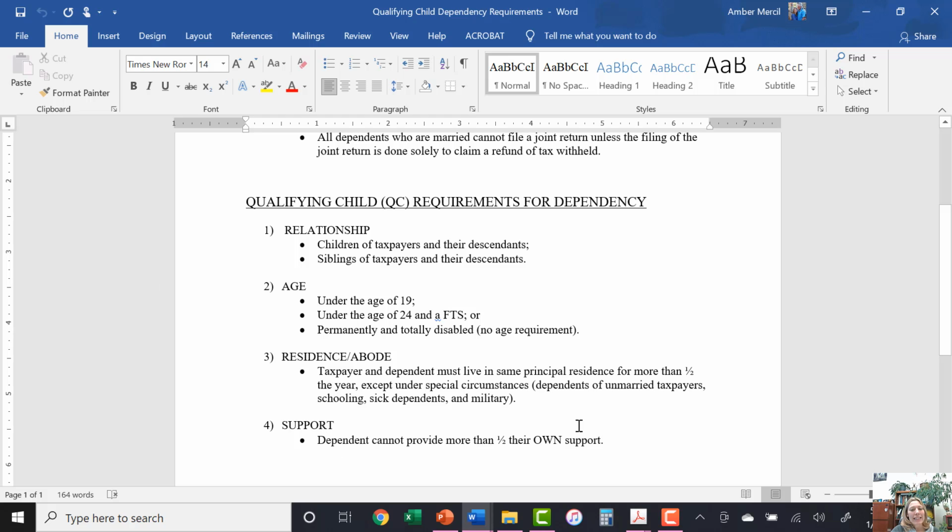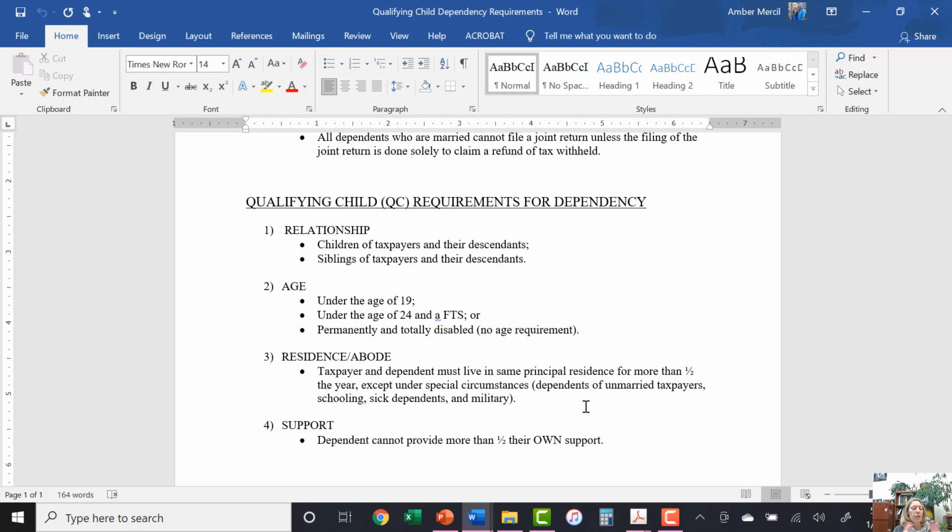The residence test basically says the taxpayer and the dependent must live in the same principal residence for more than 1/2 of the year, unless there are special circumstances, like the dependent being in the military. Dependents of unmarried taxpayers, where you have parents sharing custody, that's a different one there. When full-time students are away at school, or if you have a sick child who is spending a lot of time in the hospital, that counts as time at home and it satisfies the residence or abode test.